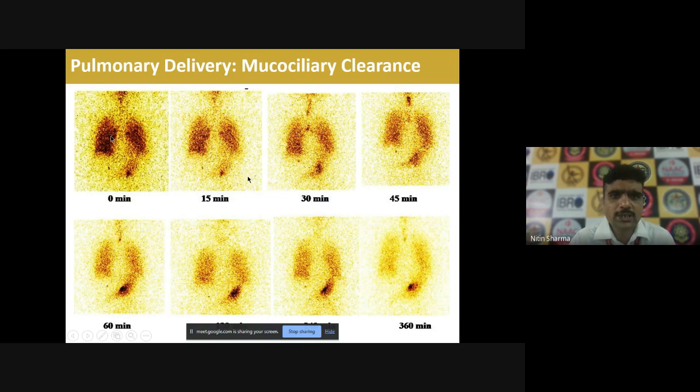Here the intensity of the region of interest will tell the percentage of drug deposition, and with increasing time, the intensity of the drug is continuously decreasing. That is due to the performance of mucociliary clearance. It means that after deposition, by 360 minutes, almost the majority of your drug is either absorbed or eliminated by mucociliary clearance. So we can determine the rate of mucociliary clearance for the pulmonary route, and these images are a clear indication of product performance.